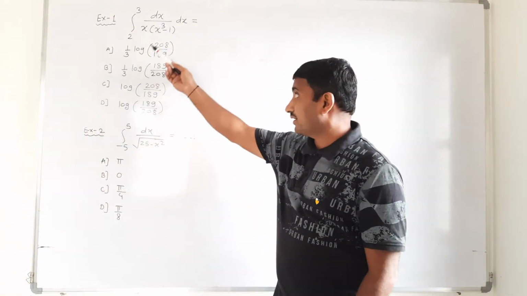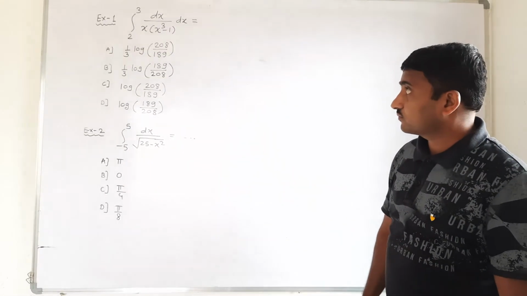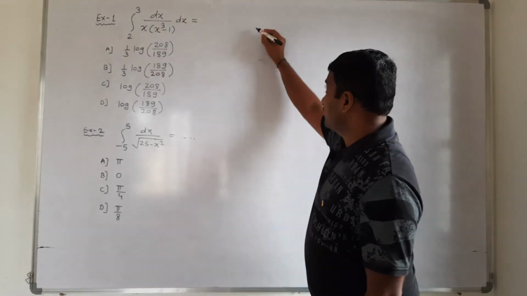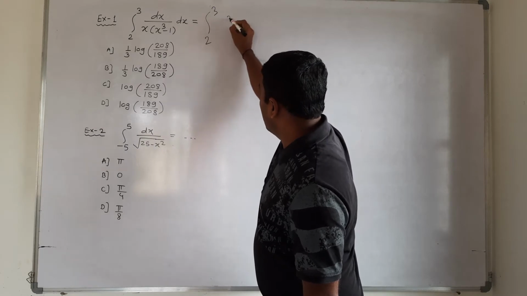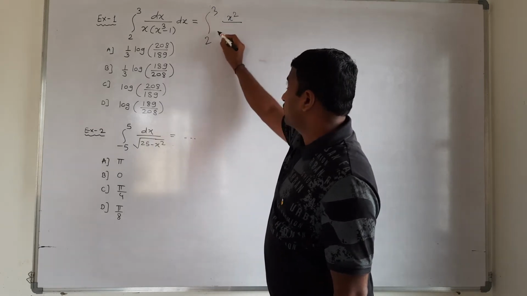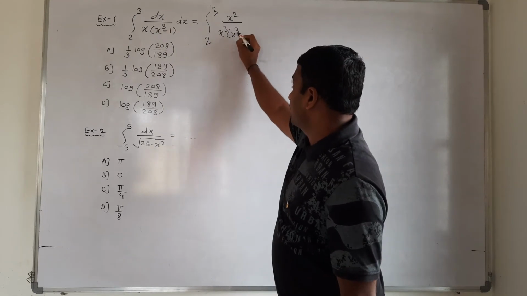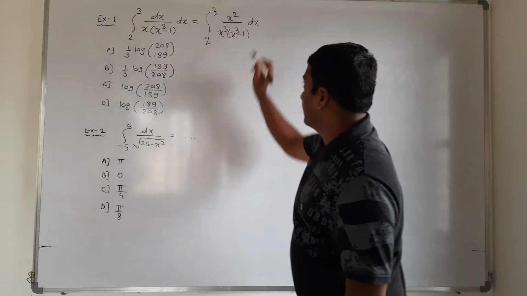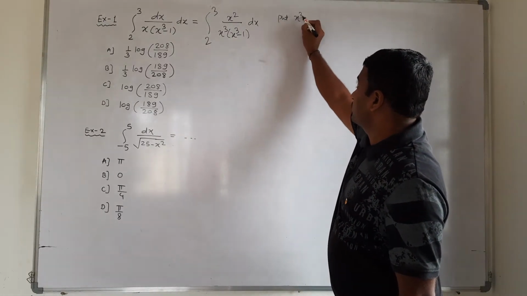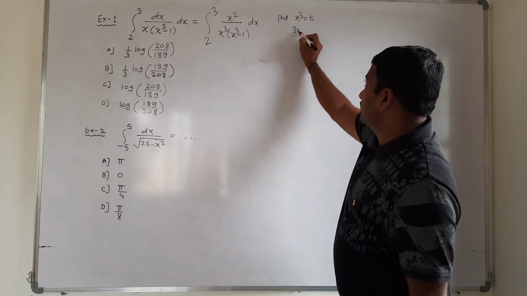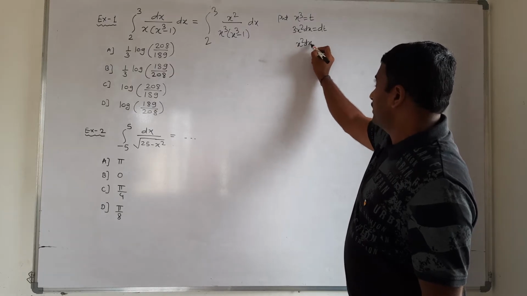First example: the integral from 2 to 3 of dx upon x into (x cube minus 1) is equal to dash dash. Now I adjust this integral, 2 to 3, by multiplying and dividing by x square, that is x square into (x cube minus 1), then dx. Now put x cube as t, so 3x square dx as dt, and x square dx is equal to dt by 3.